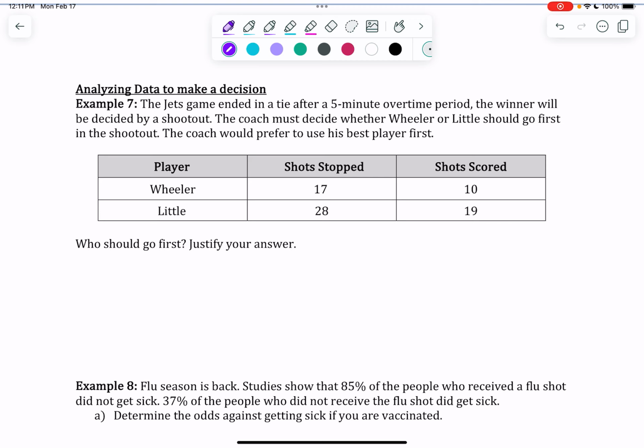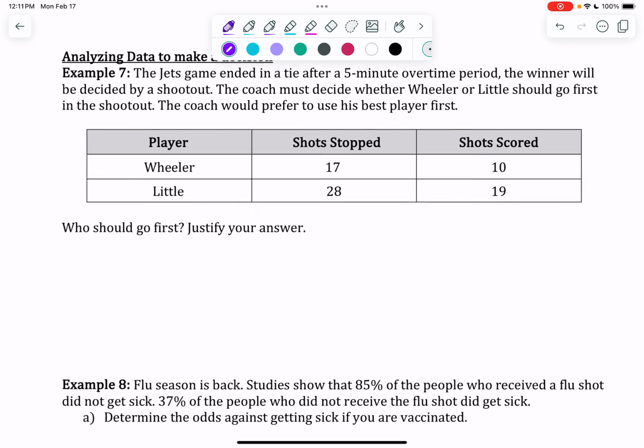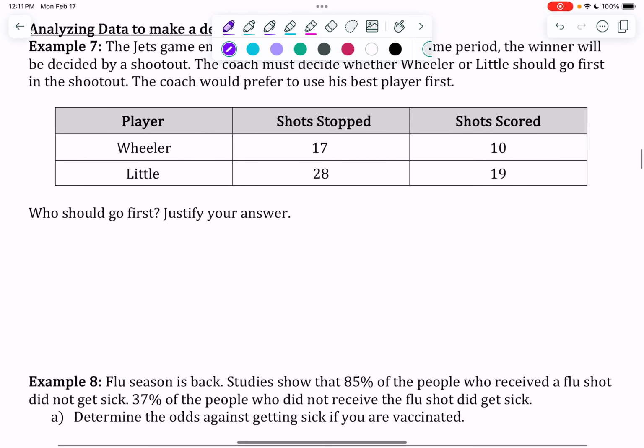A Jets game ended in a tie after a 5-minute overtime period. The winner will be decided by a shootout. The coach must decide whether Wheeler or Little should go first in the shootout. The coach would prefer to use his best player. Now we have some data on Wheeler and we have some data on Little.